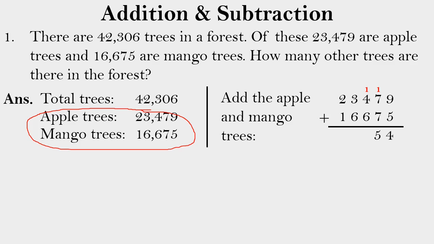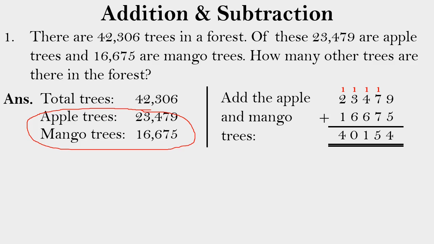6 plus 4 is 10, 10 plus 1 is 11, write 1 in the hundreds place and carry over 1 to the thousands place. 6 plus 3 is 9, 9 plus 1 is 10, write 0 in the thousands place and carry over 1 to the 10,000s place. Now this is easy, 2 plus 1 plus 1 is 4. So now there are 40,000 apple and mango trees in the forest.